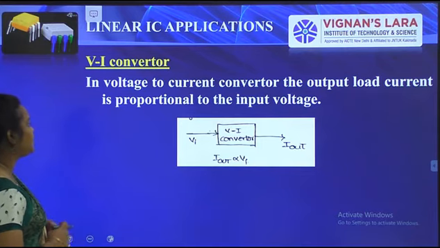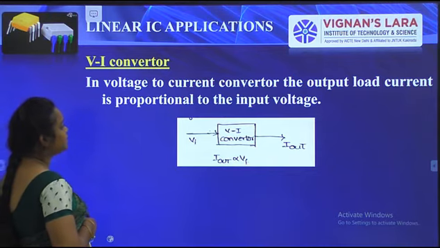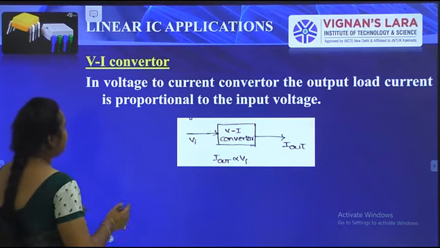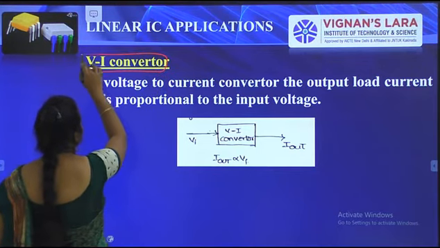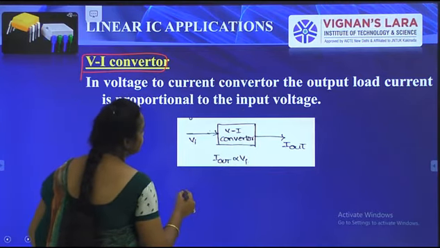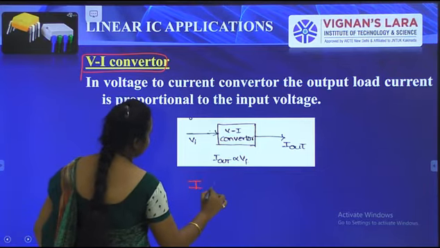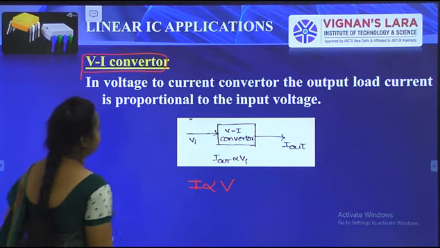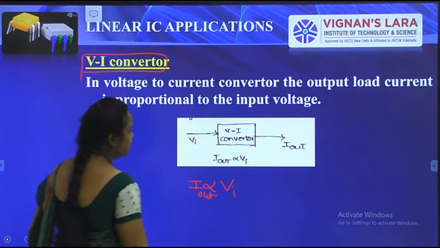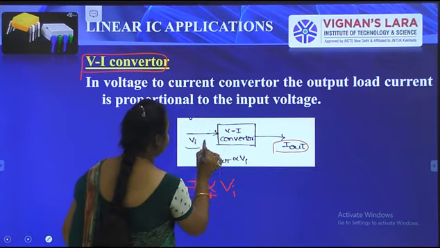Here I am going to explain another topic, the V2I converter, voltage to current converter. In a voltage to current converter, the output load current is proportional to the input voltage. The output current I is proportional to the voltage across the input.